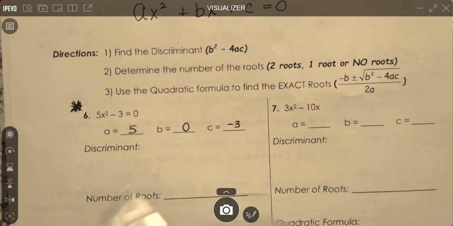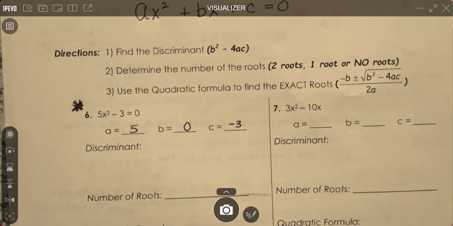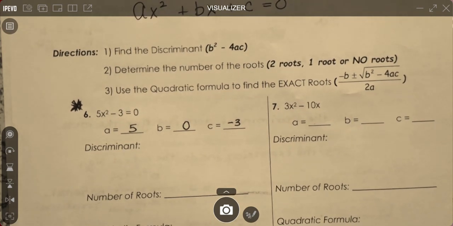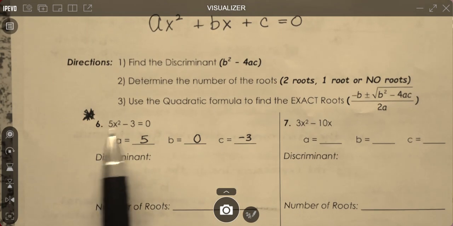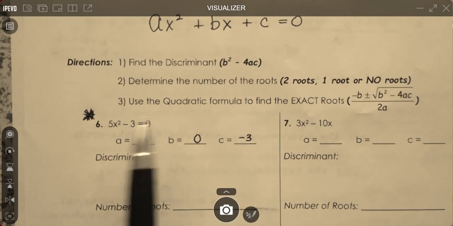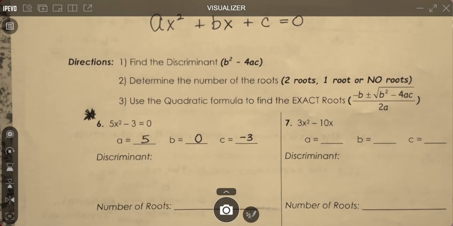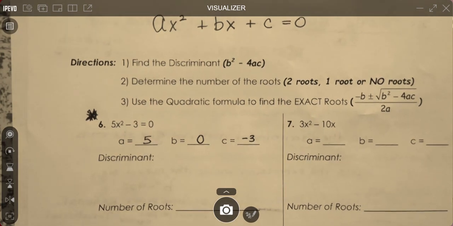So if I asked you for the roots, you would go to Desmos, you would graph the equation, don't put the equals 0, and then you would read both x-intercepts, clear? And write them down. But I'm not asking you for the roots. I'm asking you, how many do you have?